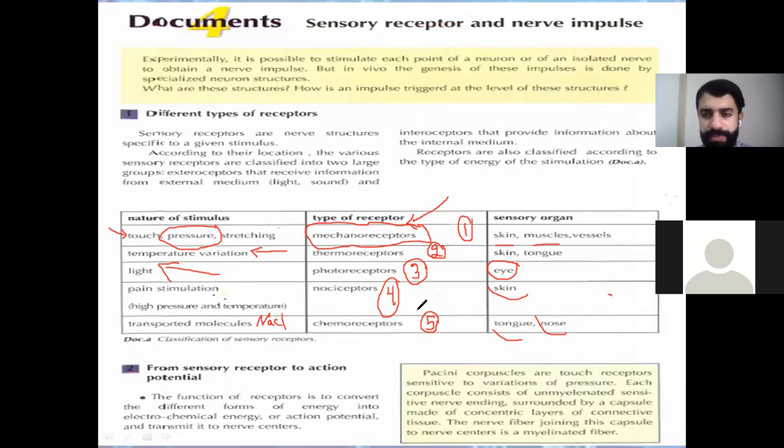Yes, Padia, your question is? Can the nociceptors count as a temperature variation, or is it a separate thing?